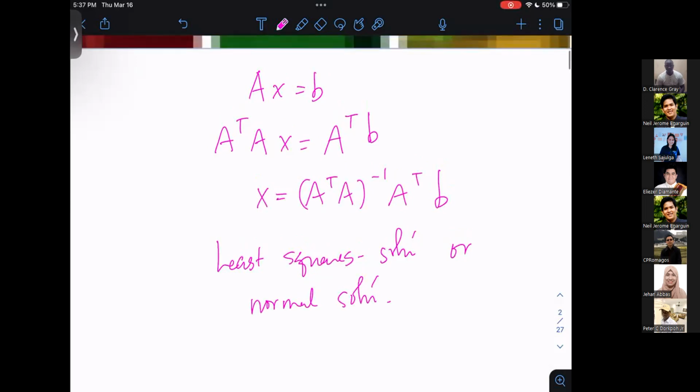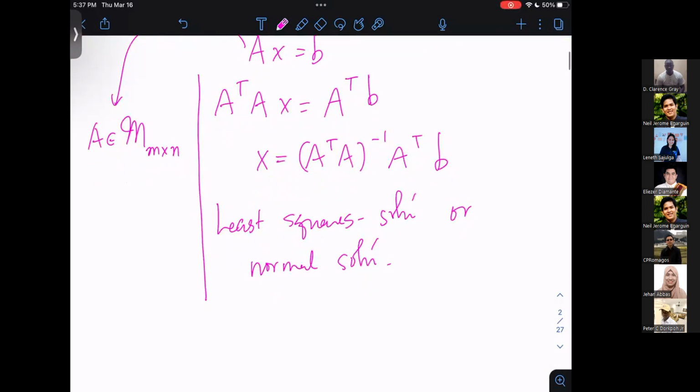So for instance, in this case, we are saying that A is rectangular of dimension m by n, right? And again, for our purposes, the number of data points or observation points that we have is much larger than the number of unknowns. So in that case, m is much greater than n, all right?